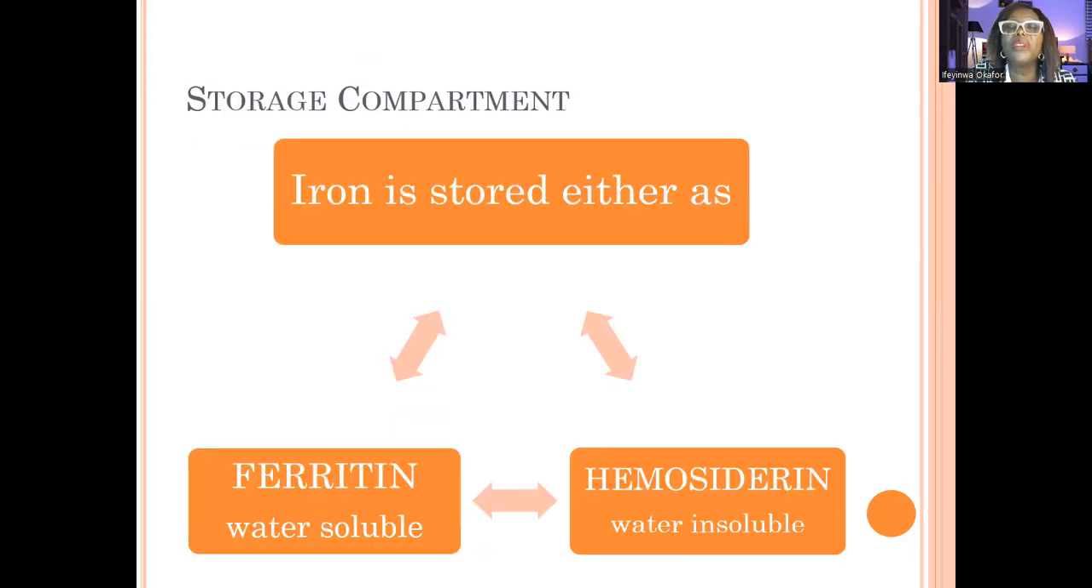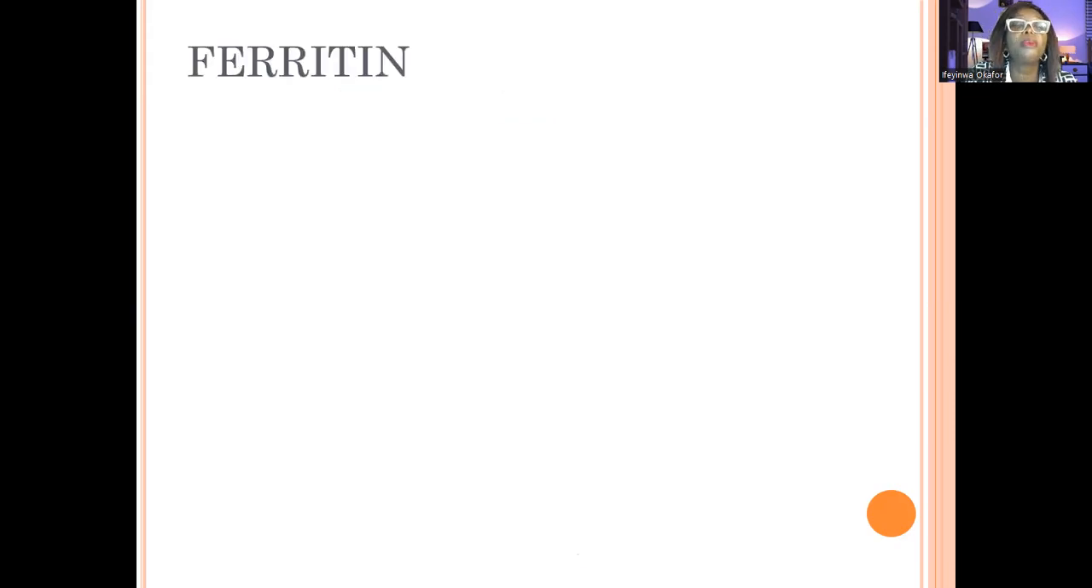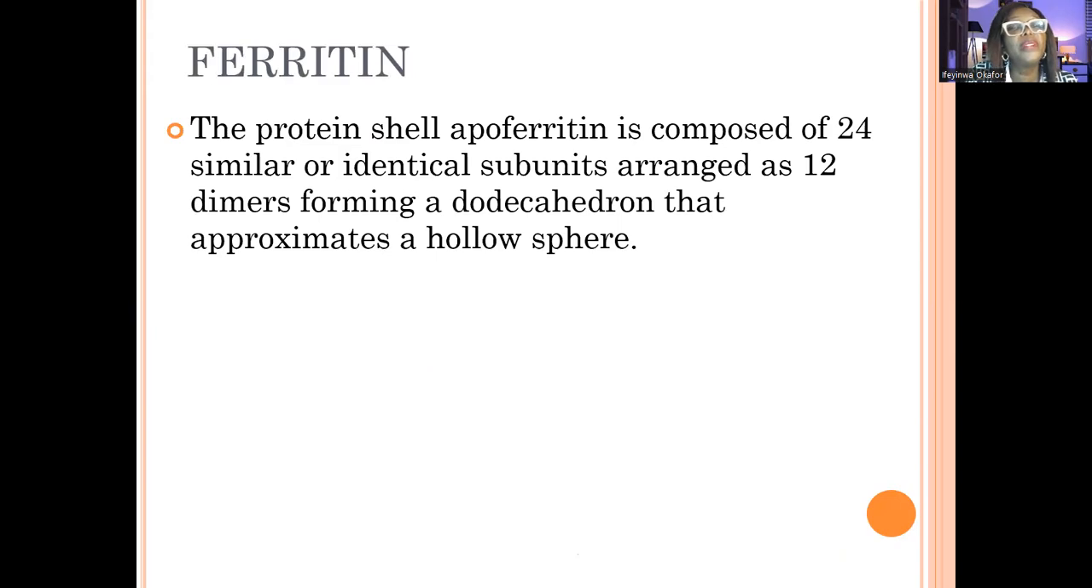Then we have the storage iron. Another compartment is the storage iron. Iron is stored either as ferritin, which is water soluble, or as hemosiderin, which is water insoluble. Let us look at ferritin.